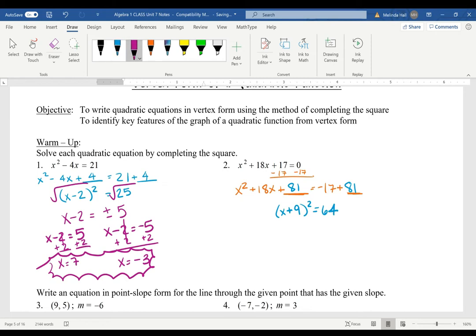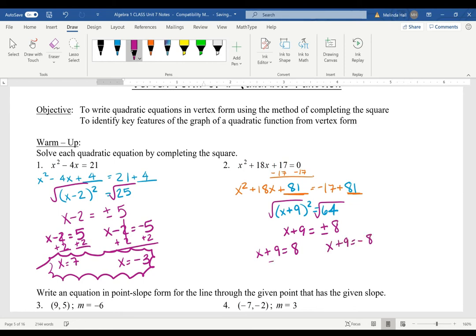So from there, since we have this x plus 9 squared, we can take the square root so that we can cancel out that squared, and that would leave us with x plus 9 equals positive or -8, because remember, the square root of 64 is 8. And so from there, we set x plus 9 equal to +8 and equal to -8.